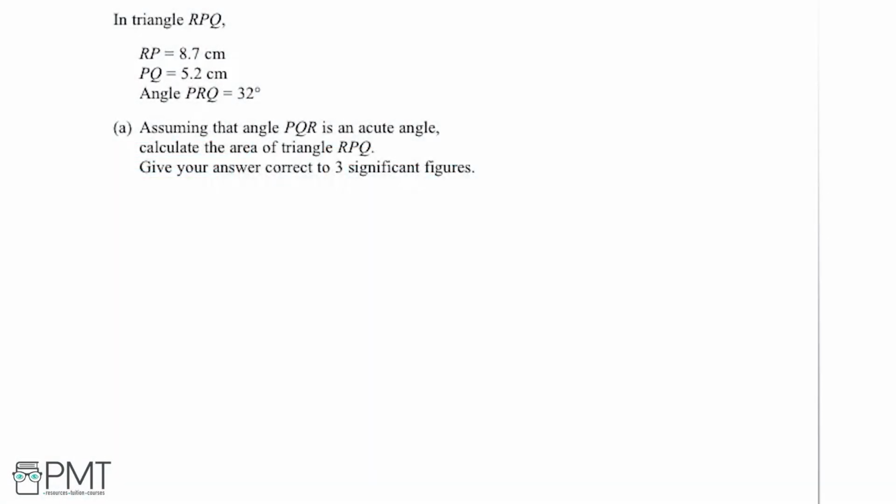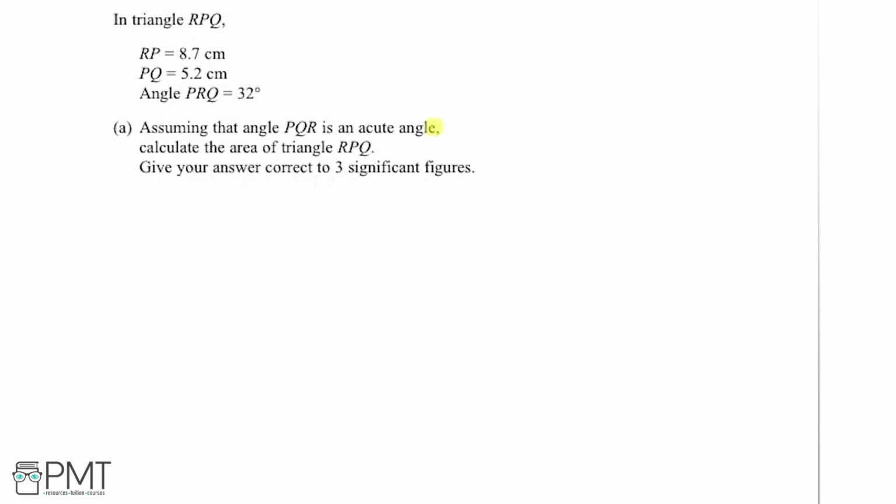So in triangle RPQ, we know that the length RP is 8.7 centimeters, PQ is 5.2 centimeters, and the angle PRQ is 32 degrees. And part A says, assuming that the angle PQR is an acute angle, calculate the area of triangle RPQ, giving your answer correct to 3 significant figures.